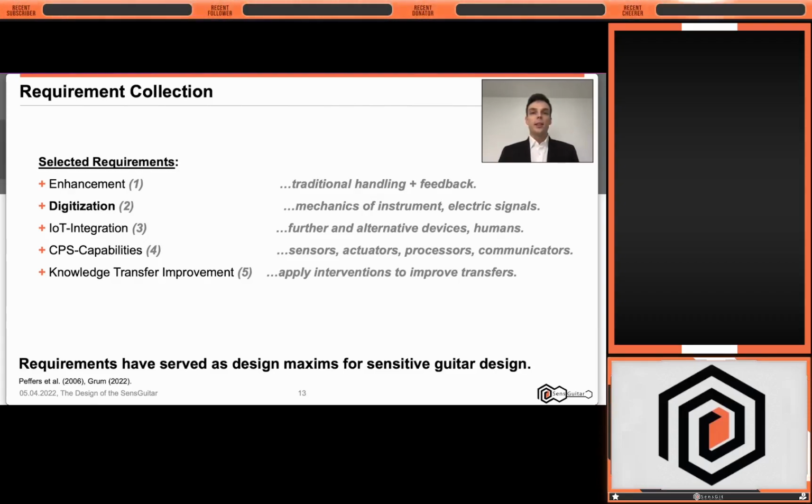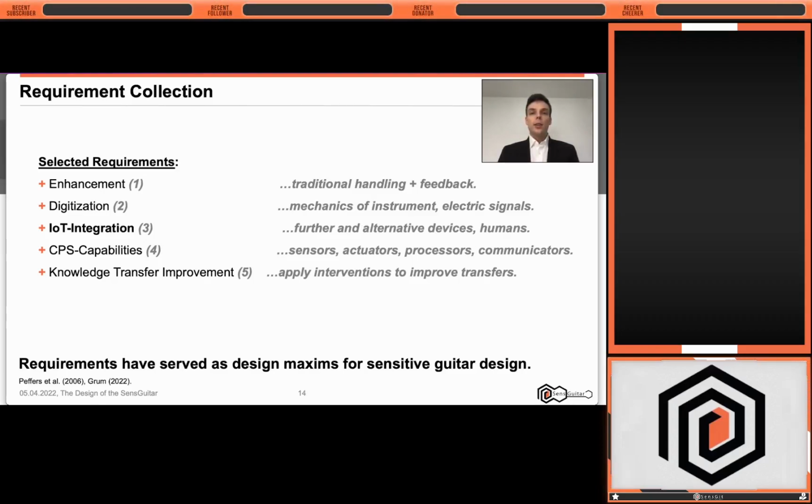Second, digitization. The mechanics of a stringed musical instrument need to be digitized so that a digital twin is created. Analog electric signals need to be transformed to digital signals so that these can be processed by computers embedded in the instrument before analogizing them again and routing them through standard output sockets.